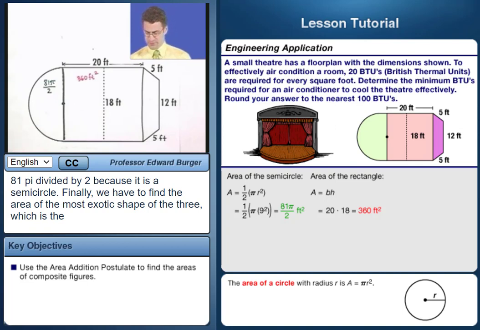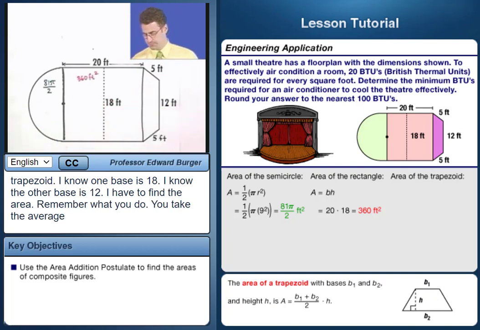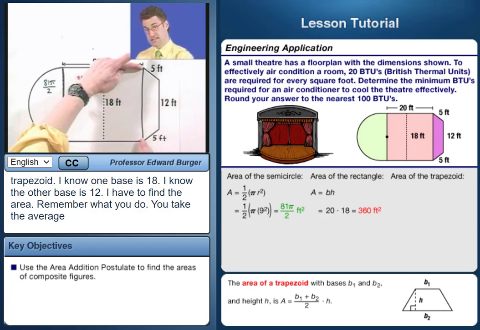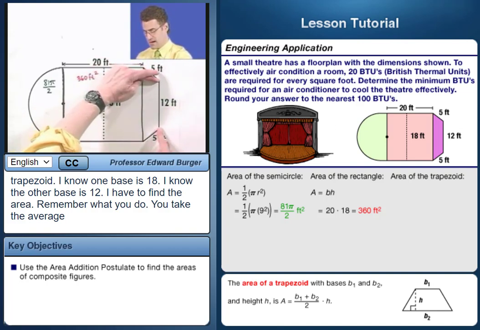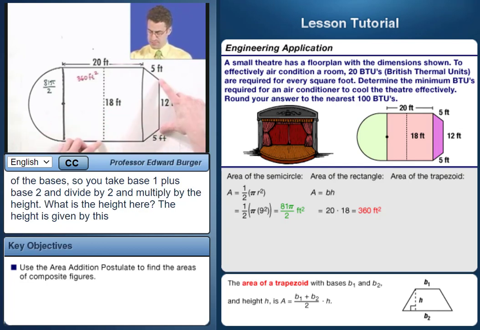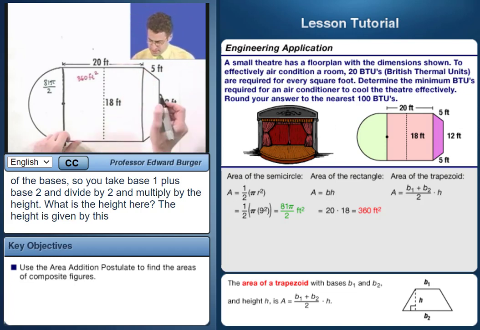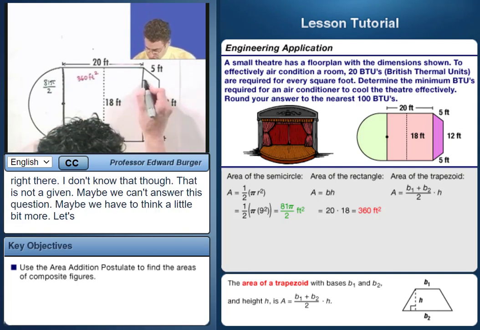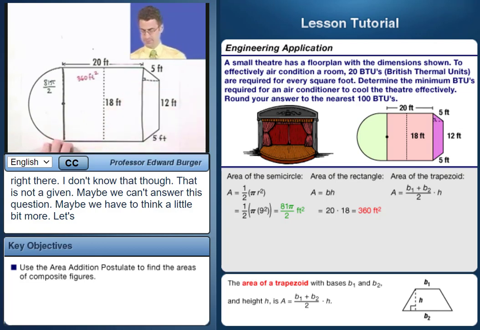Okay, and now finally we've got to find the area of the most exotic shaped region of the three, which is the trapezoid. I know one base is 18, I know the other base is 12, and I've got to now find the area. Remember what you do: you take the average of the bases, so you take base 1 plus base 2 and divide by 2 and multiply by the height. Now where's the height here? The height is actually given by that right there. I don't know that though, that's not given. So maybe we can't answer this question, or maybe we have to think a little bit more.